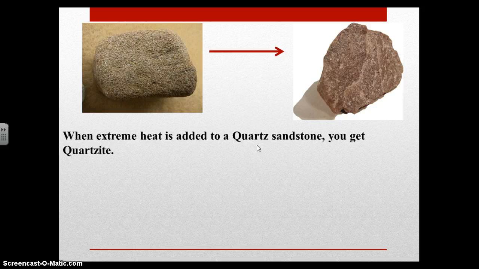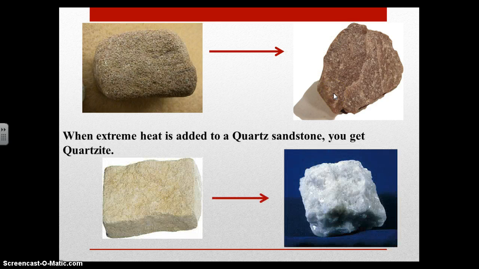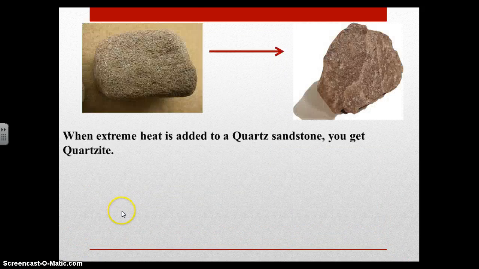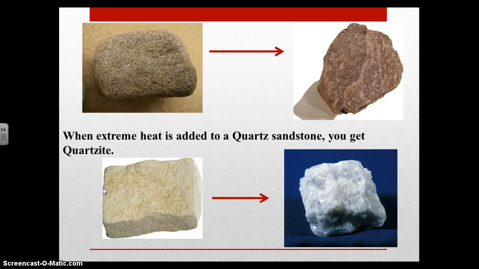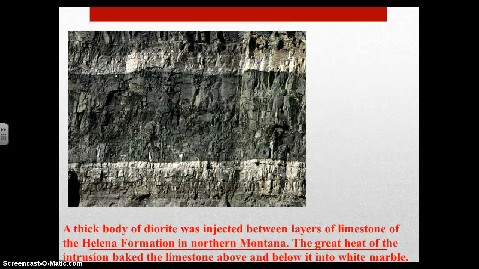So when extreme heat is added to a quartz sandstone, you get quartzite, okay? So you have quartz sandstone, which is this right here, between heat and pressure, you're going to get this quartzite. For example here, you have limestone. Limestone is a sedimentary rock, as you learned the night before, and you're going to get this really pretty shiny white looking marble. So here you have two different rocks that are now a new rock because they've been pressurized and heated.